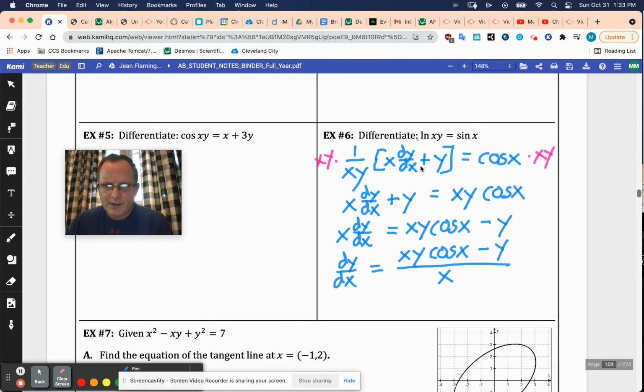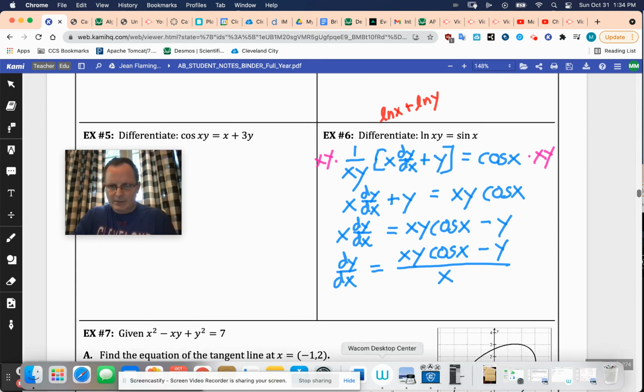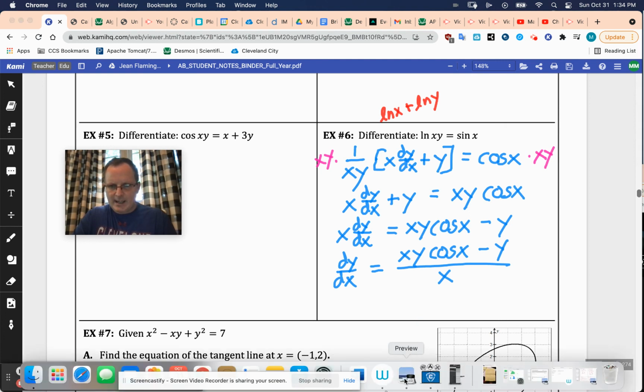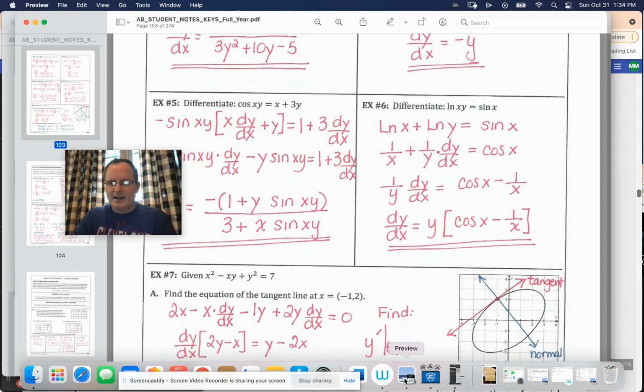So she did a little logarithm rule at the very beginning. I didn't do that. I just went with the chain rule. So just a little note here. If you wanted to, she rewrote this as the natural log of x plus the natural log of y. So she rewrote that as that, and then just had chain rule on that one only. Well, it's the same because she factored out a y. Let me make sure. Yeah, factored out a y, and then the cosine x minus 1 over x.